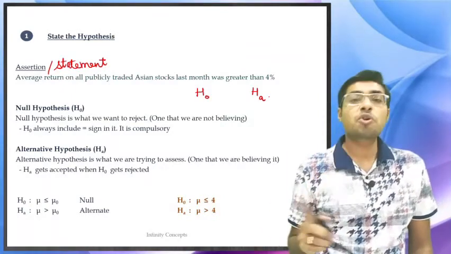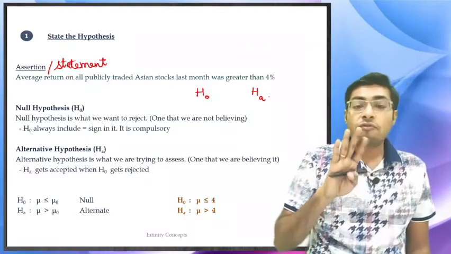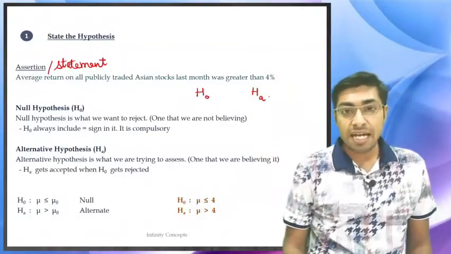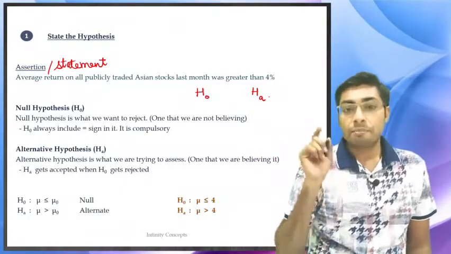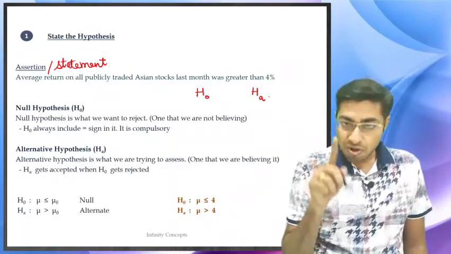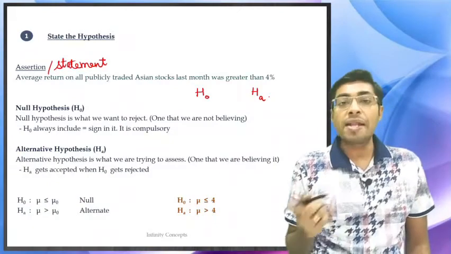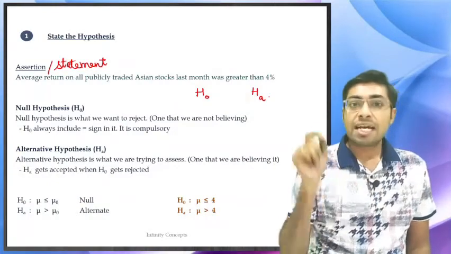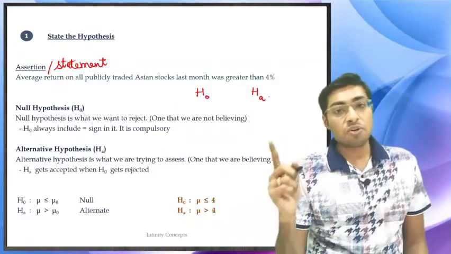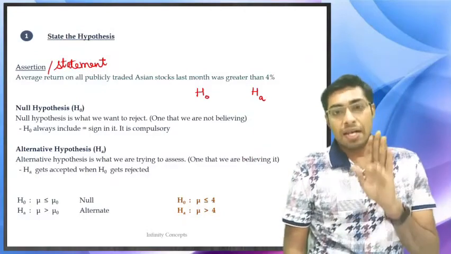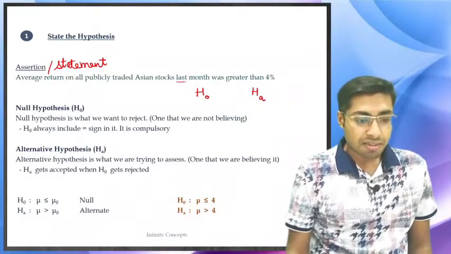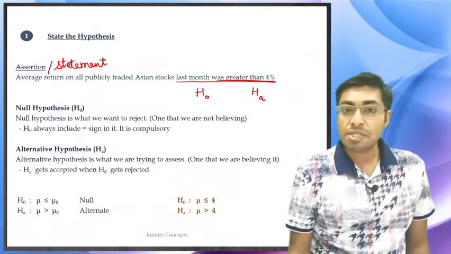Null hypothesis should be such which is opposite of what we have said in our statement. In our statement over here, we have said that the return, the mean return last month is more than 4%. This is what we have said. So when the null that we make, that null will be that the return last month was less than or equal to 4%. Remember, the statement that we have made over here, it says that last month the returns were greater than 4%.